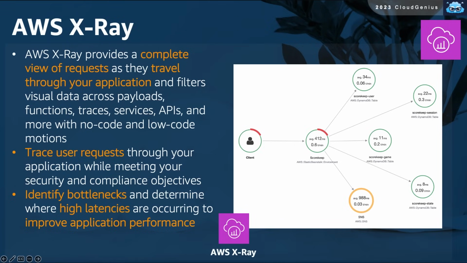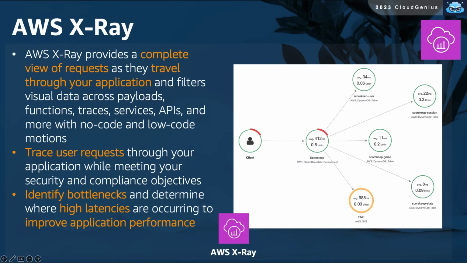AWS X-Ray is a service that helps developers analyze and debug applications by providing insights into how they are performing and where issues may arise. With AWS X-Ray, developers can trace and visualize requests as they flow through their applications. This enables them to identify bottlenecks, latency issues, and errors, allowing for better optimization and performance improvements. The service automatically captures data such as request rates, latencies, and error rates, providing a comprehensive view of the application's behavior.